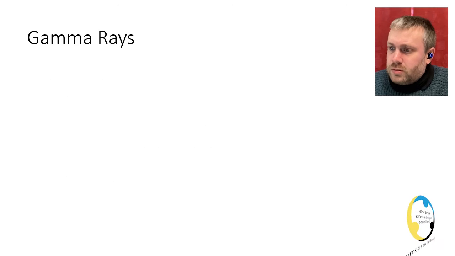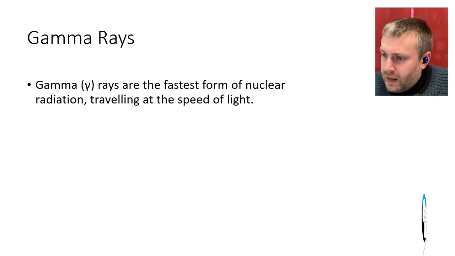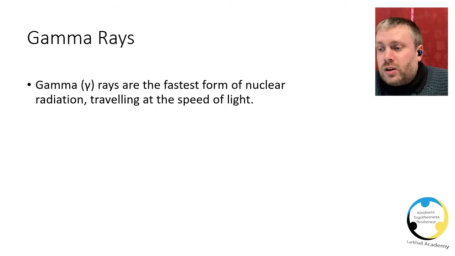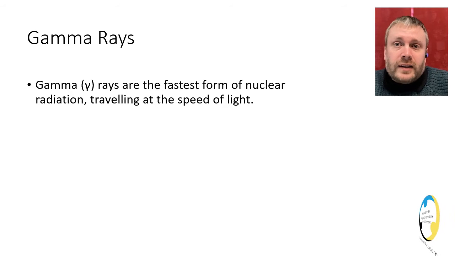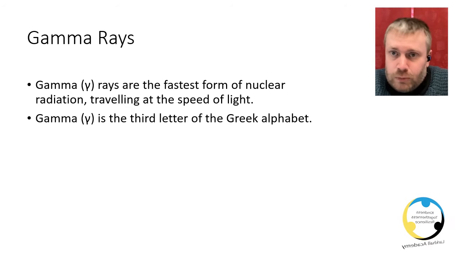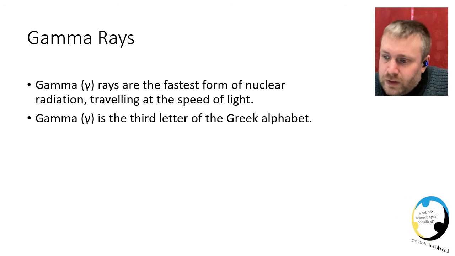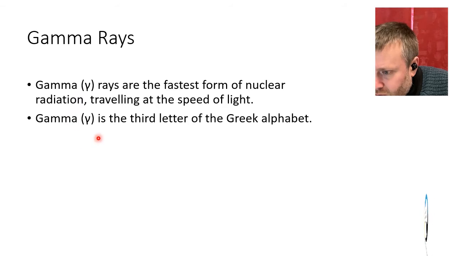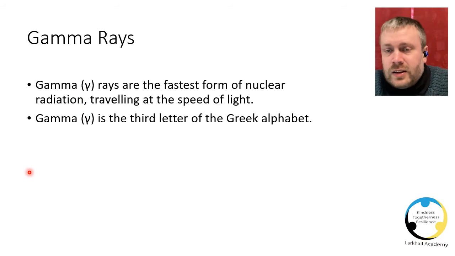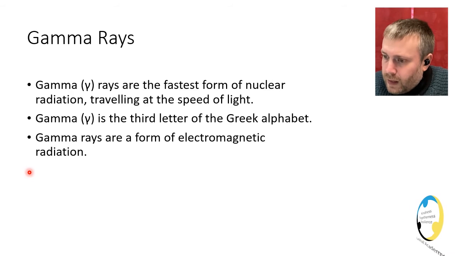Our final type of nuclear radiation is the gamma ray. Now, we've already talked a lot about gamma rays in the past. Gamma rays are actually the fastest form of nuclear radiation because they travel at the speed of light. Gamma, as I'm sure you've guessed, is represented by this funny symbol, which almost looks a bit like a Y. It is the third letter in the Greek alphabet.